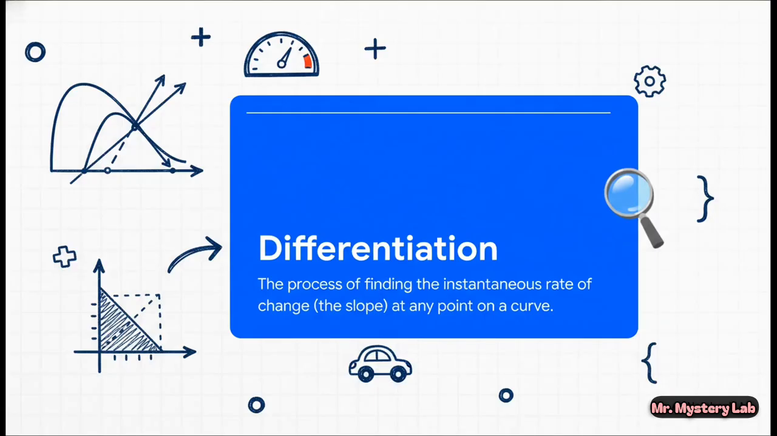Once we have a smooth function, we can pull out our next tool, differentiation. You can think of this as our precision speedometer. It doesn't just give you an average speed over a whole trip, it tells you the exact rate of change, the slope, at any single instant in time.